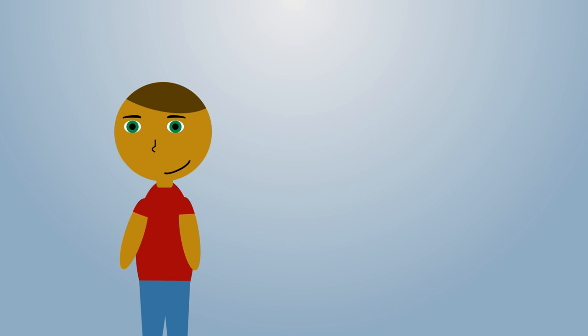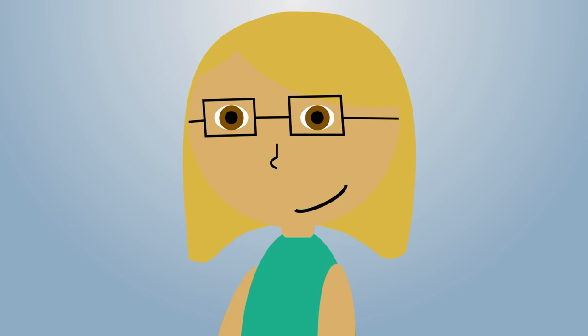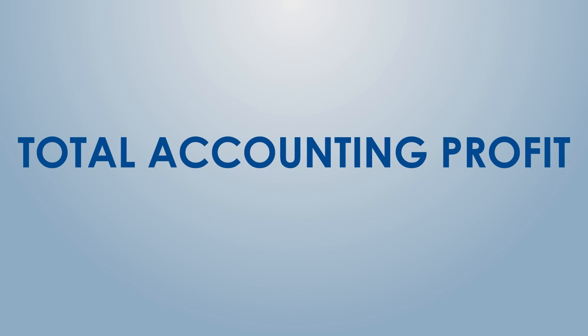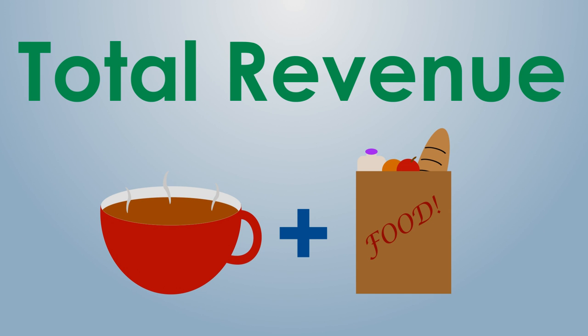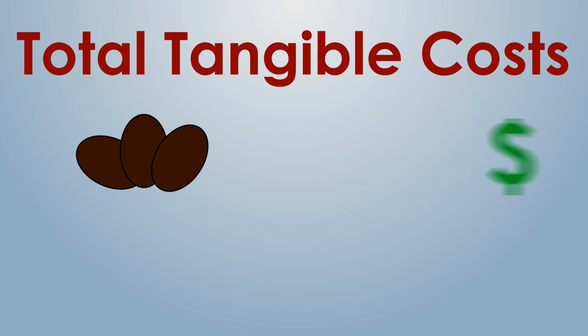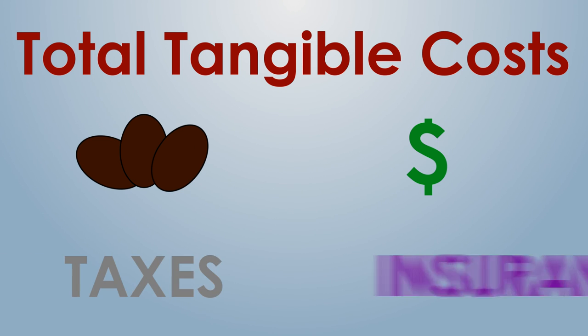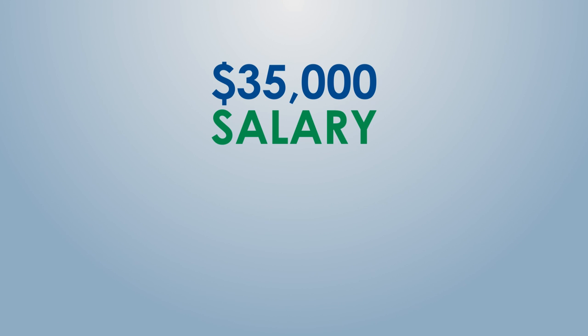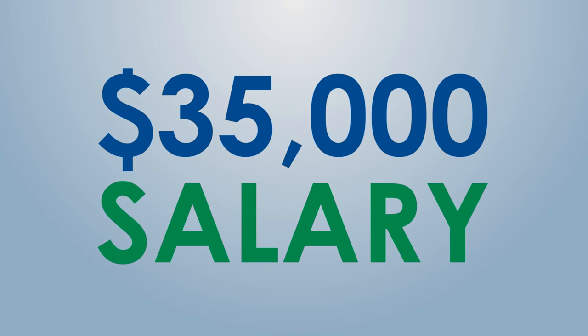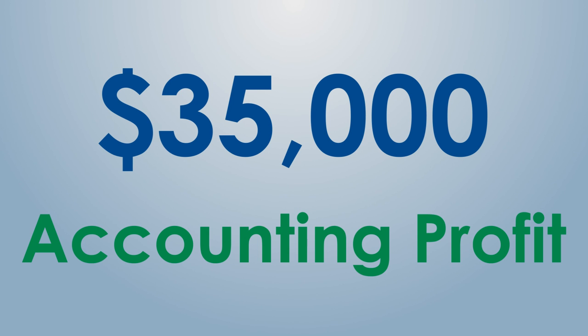He decides to set up a meeting with his accountant, Abby. Abby calculates Zane's total accounting profit, his total revenue minus his total tangible cost. First, she determines his revenue from coffee and food sales. Then, she tallies up his tangible costs, things like coffee beans, wages for the baristas, taxes, and insurance. Abby finds that Zane's total profits come to $35,000, which he claims as his salary. This financial calculation is called accounting profit.